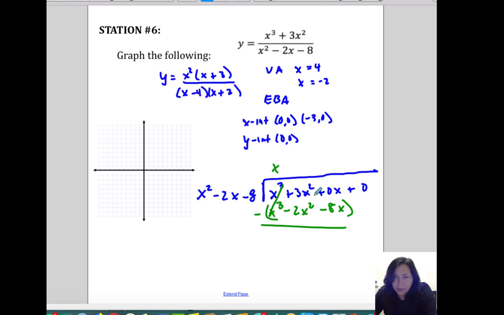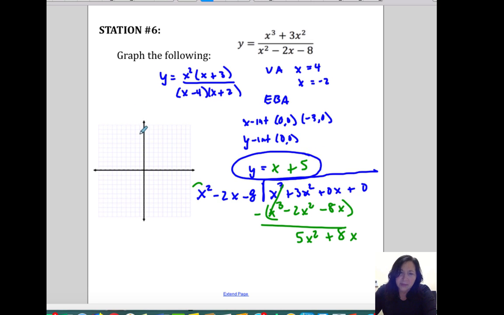These cancel. And then we've got 3 minus -2, which is positive 5x squared, and -0 minus -8, which is positive 8x. But that's not even going to be part of my equation. Because now I'm going to go x squared times what is 5x, and that's going to be 5. And I'm done, and all I have to do is set that equal to y, and that's my EBA.